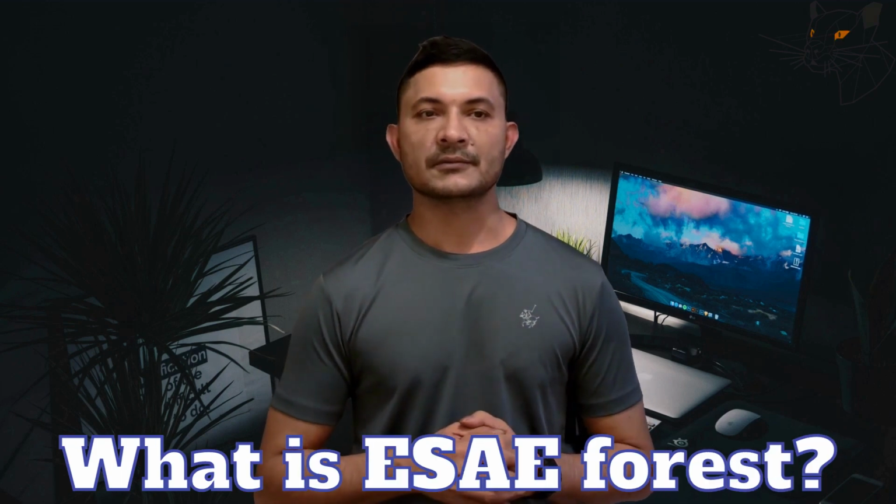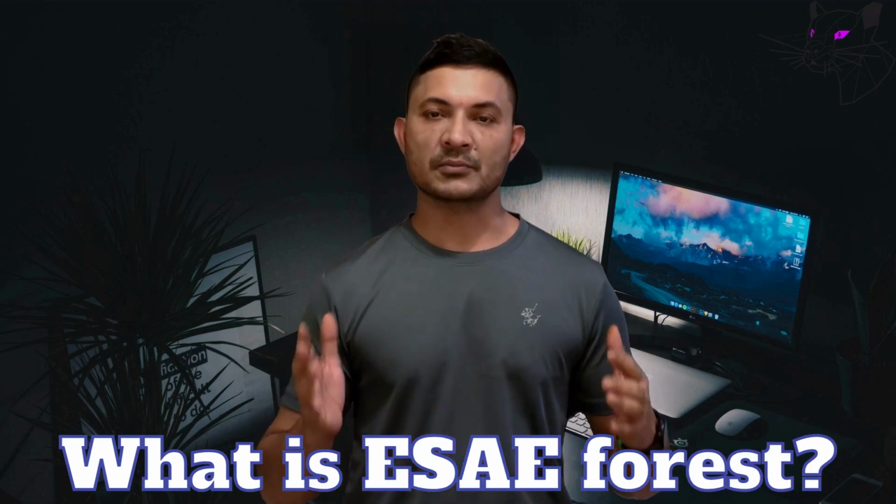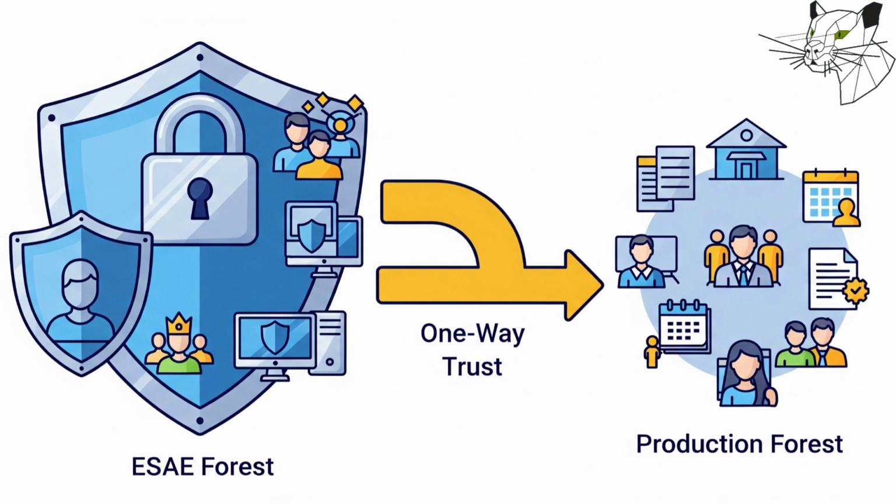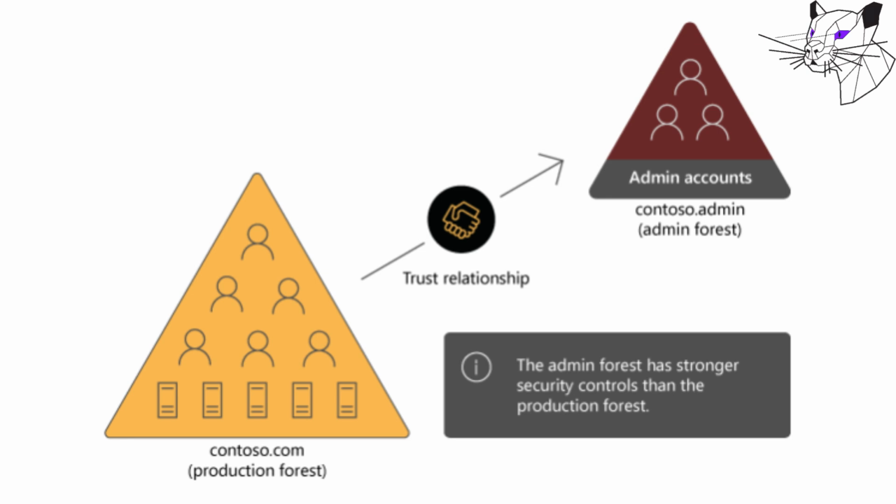What is an ESAE forest? ESAE forests represent an architectural approach in which a dedicated administrative Active Directory forest hosts privileged accounts, privileged groups, and privileged access workstations. This ESAE forest is configured with a one-way trust relationship with a production forest. A one-way trust relationship means that accounts from the ESAE forest can be used in the production forest. However, accounts in the production forest can't be used in the ESAE forest. A production forest is a forest in which administrators perform an organization's day-to-day activities.